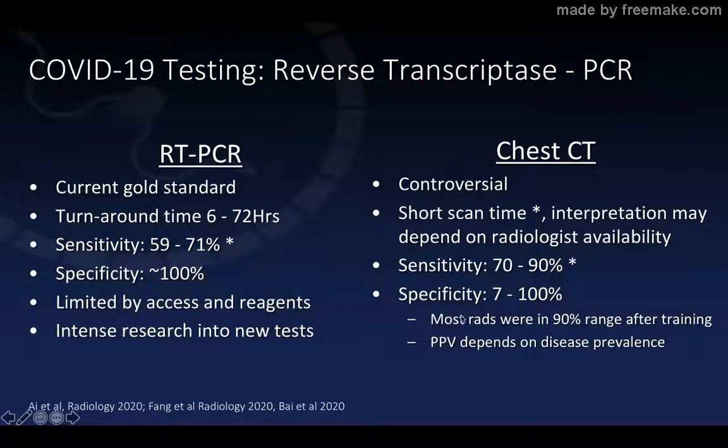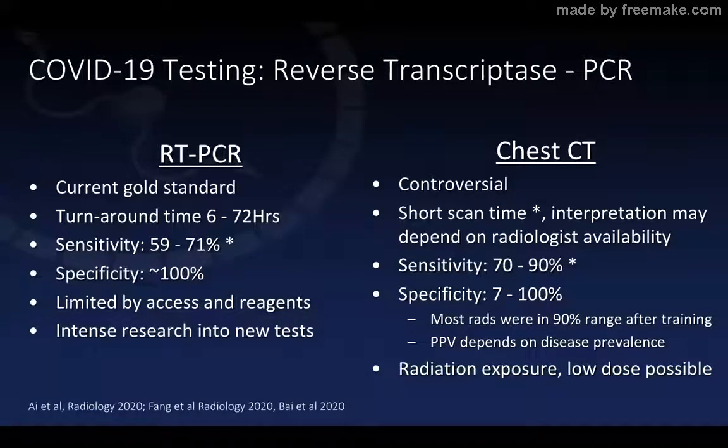Most radiologists are in the 90% range after training, even a brief one such as reviewing some cases and watching a short online tutorial. The 7% radiologist here, if you dig through the paper, was somebody with 20 years of experience, but had not undergone any training for COVID-19 imaging findings. And of course, as we all know, for any test, the positive predictive value depends on disease prevalence.